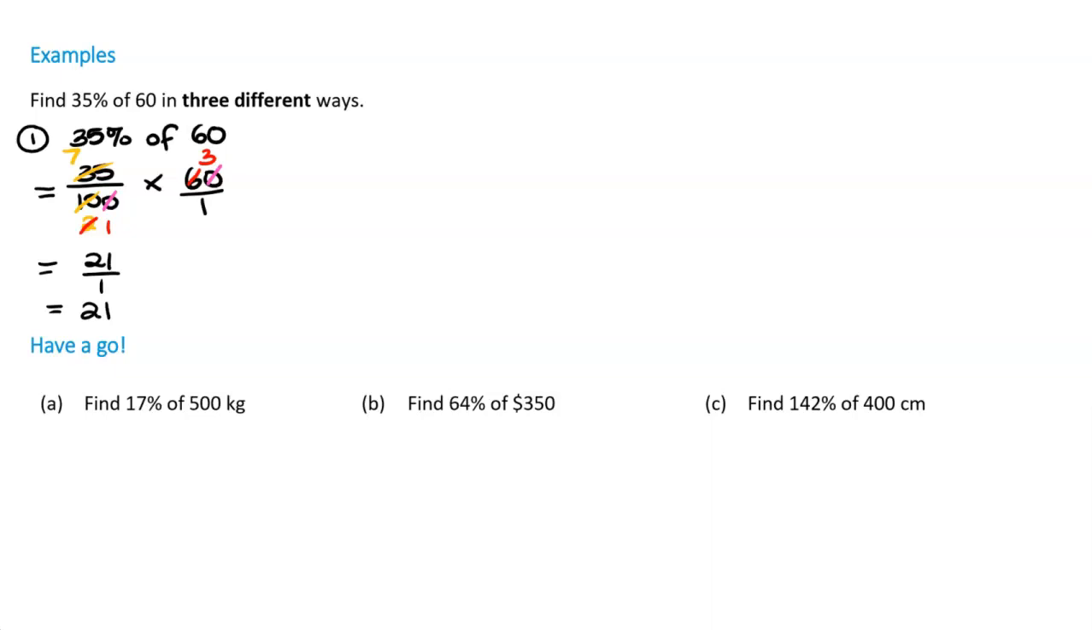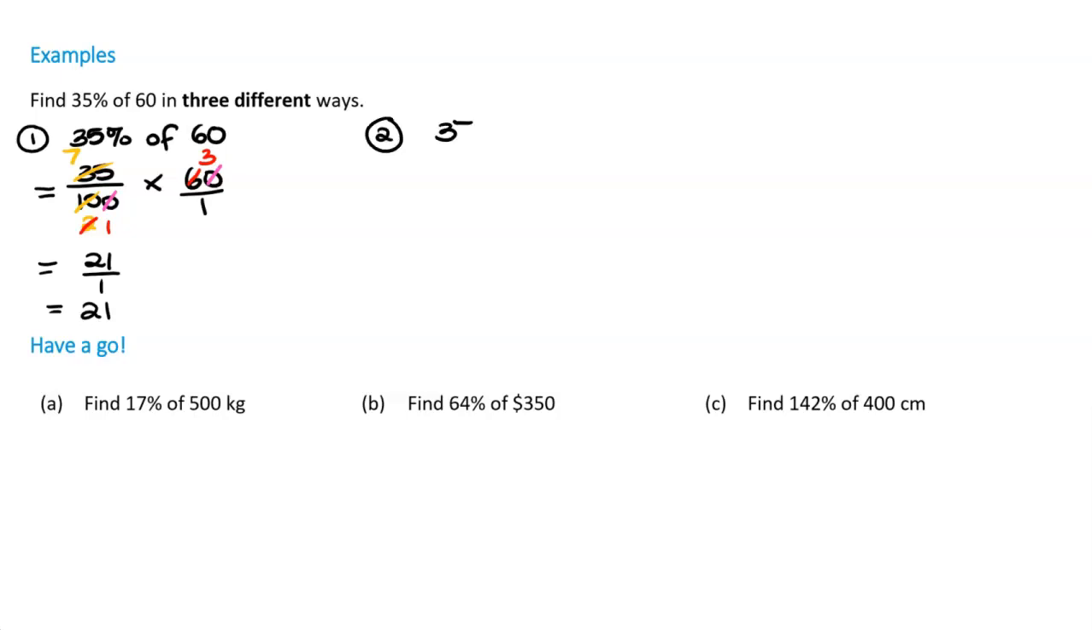Now that's not a percentage. We said find 35% of 60, and that's 21. Imagine if that was a unit, 35% of $60. The answer would be $21, not 21%. So 35% of 60, we get a number at the end, 21. Okay, that's one method. Let's try another method.